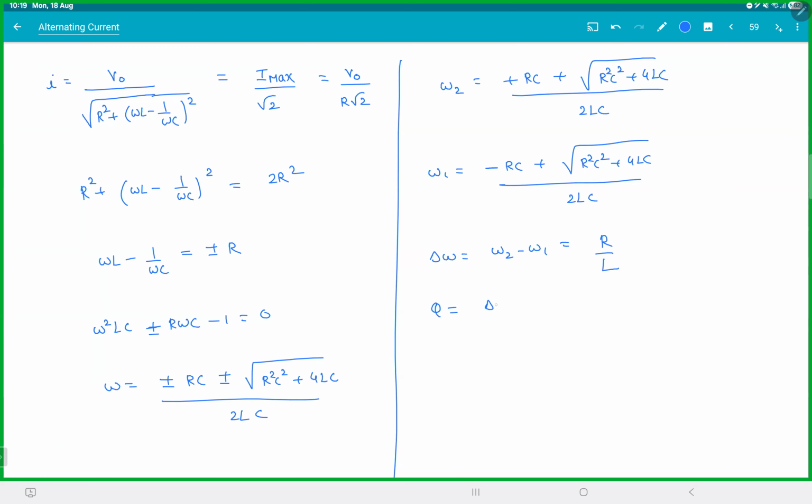Quality factor will be omega resonance by delta omega. Omega resonance is 1 by root LC, and this is R by L. This will be root LC by R, which is 1 by R times root of L by C. That's your quality factor, at least for a series circuit. Clear with this? So they will explain something called quality factor in the last paragraph.